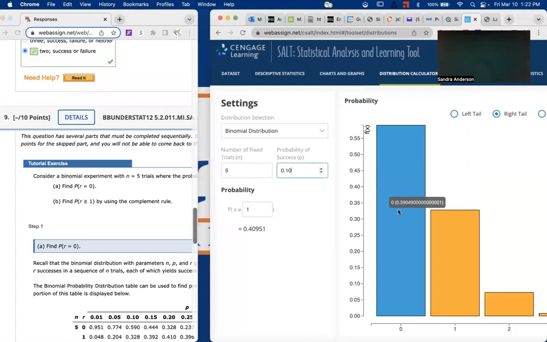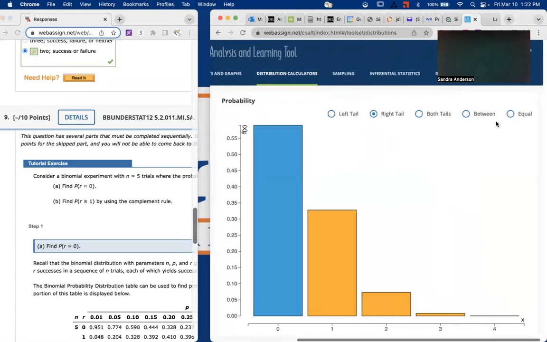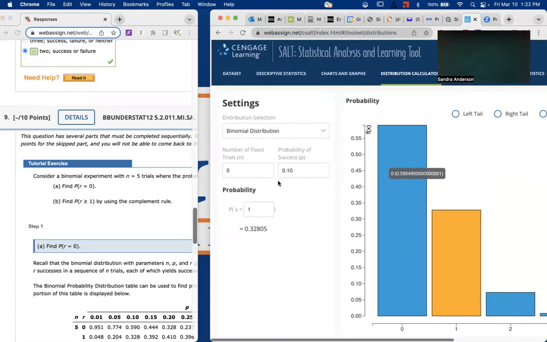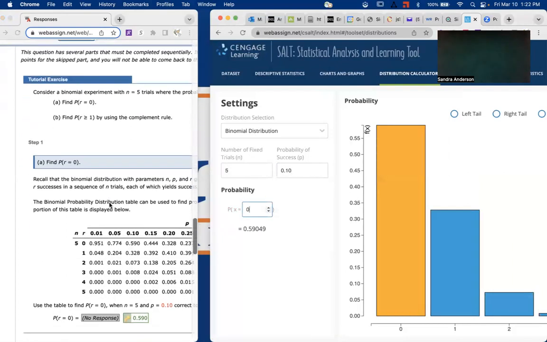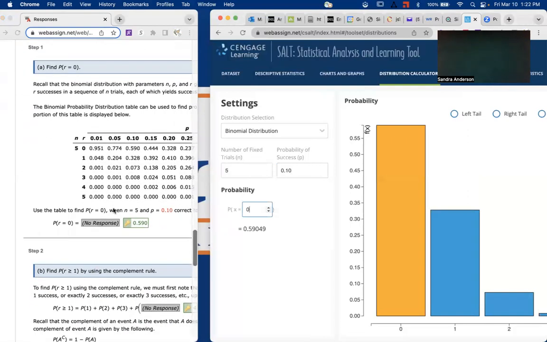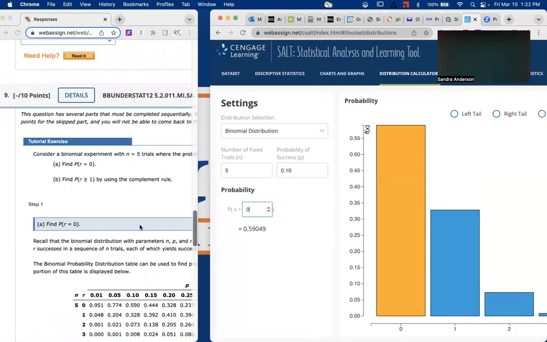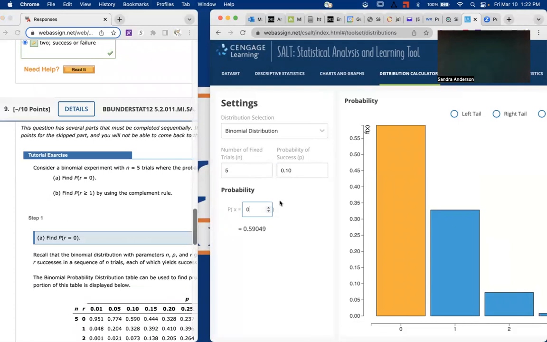You could hover over this right here and get your answer 0.59049. So that's one way to do it. Or you can come over here and say that it equals 0. What's the probability that it equals 0? 0 always has to be part of a binomial probability. And here you can see the answer is 0.590.